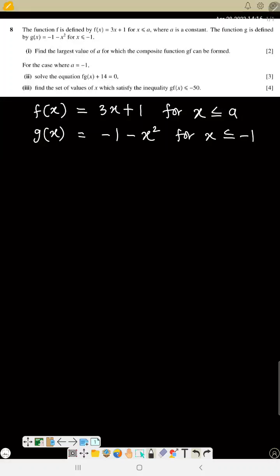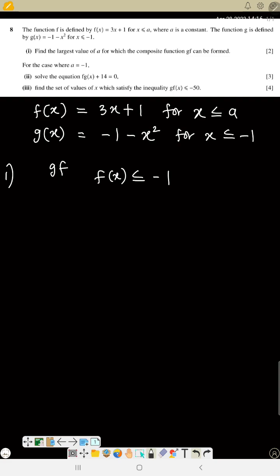So I want to revisit the question again so that I will now solve it like Cambridge, short and precise. So now, find the largest value of A for which the composite function GF can be formed. So this GF depends on this F. So the largest value of A for which the composite function GF can be formed is when f of s is less than or equal to -1.